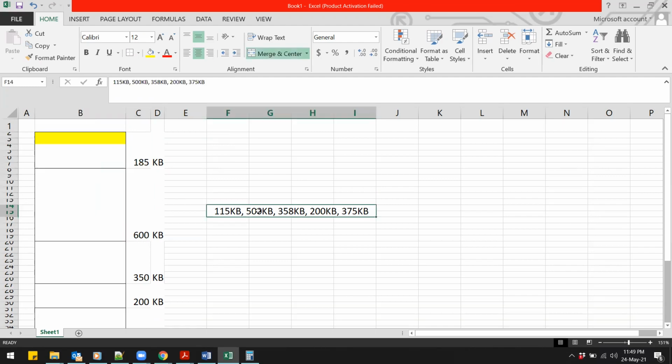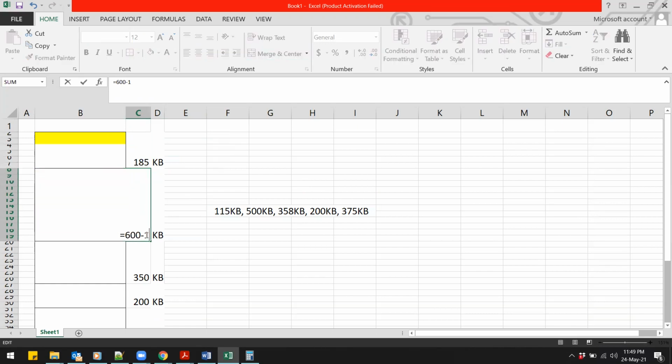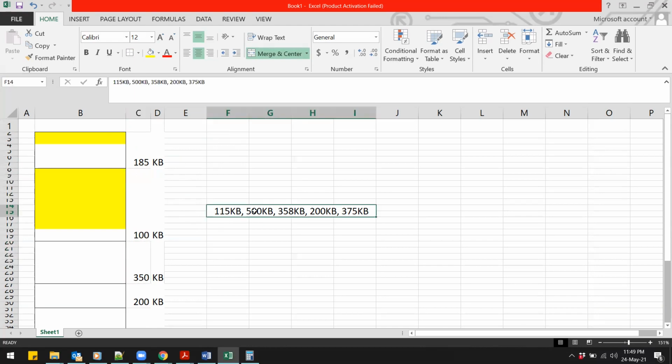Then we go to the second one, that is 500 KB. We again start from the top. Can we fit 500 KB in this 185 KB? No. We go to the next one. Can we fit 500 KB in this 600? Yes, we can. So we'll take this 500 and put it in here. Let's say it takes about this much space. So from this 600, we are left with 100 KB. The process was 500 KB and we are left with 100 KB in this segment.